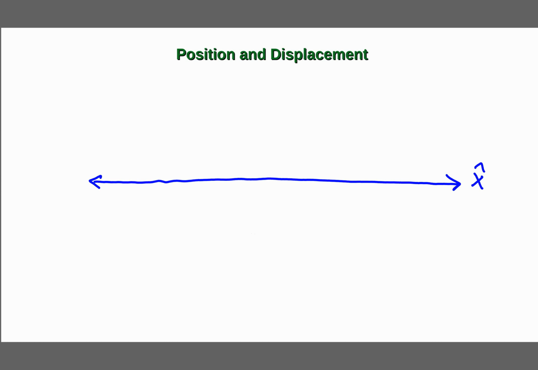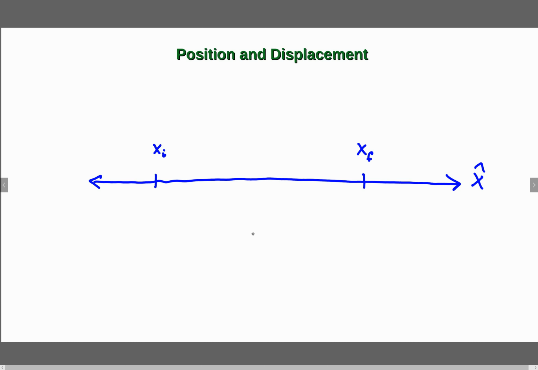So now let's go to a horizontal line, just to make things easy on ourselves. And we'll say that along this horizontal line to the right is x hat. So now we've chosen this coordinate system, and think about a point moving from some position xi, or x initial, to some position x final, or x sub f.